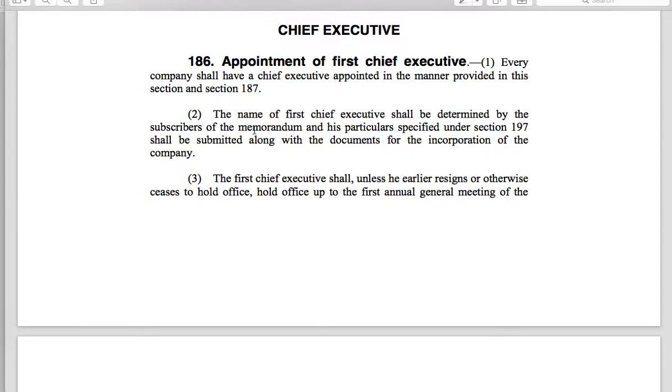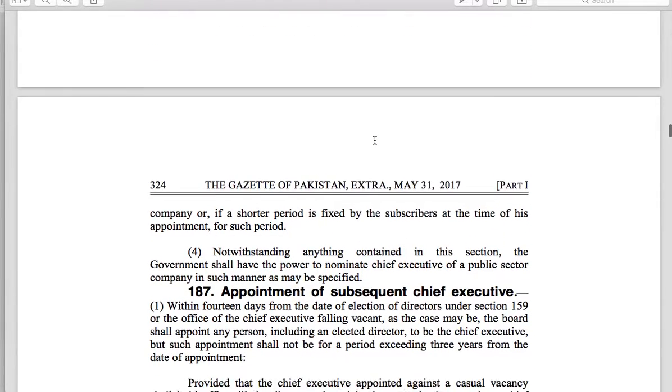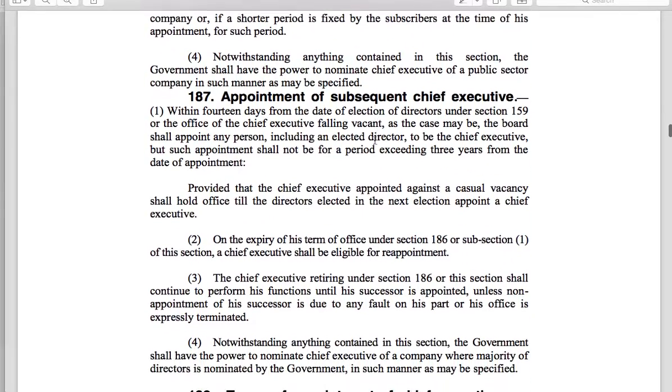Then these are the sections on the chief executive, who will be the first chief executive. The name is determined by the subscriber. Normally nowadays when you incorporate a company, you have to specifically specify a person, who may not be a promoter, director or shareholder, as chief executive. But normally people who are promoters, who are incorporating the company, one of those shareholders or promoters becomes the chief executive, and as a chief executive you don't have to hold any number of shares.